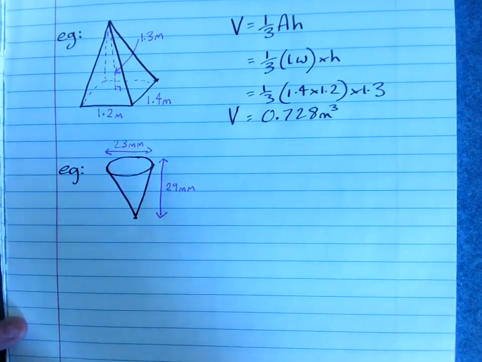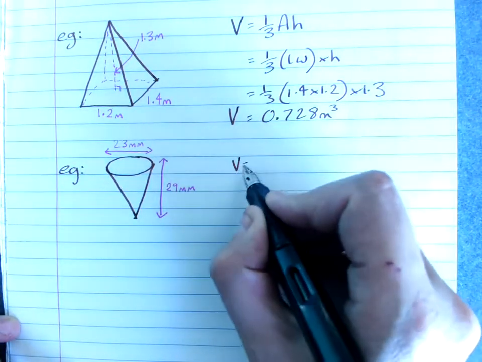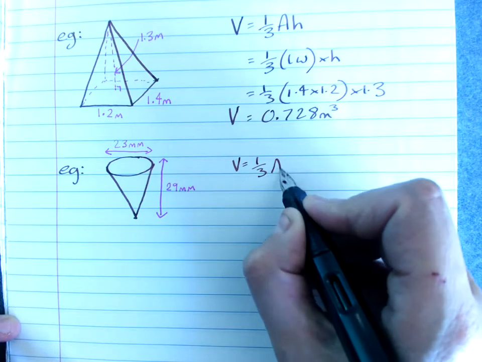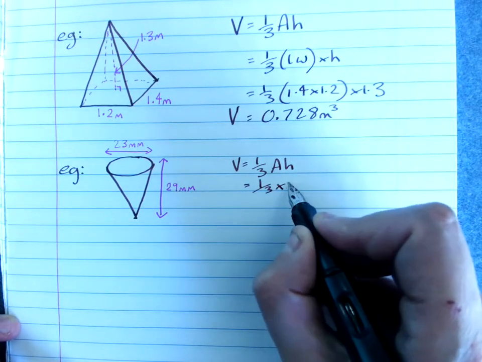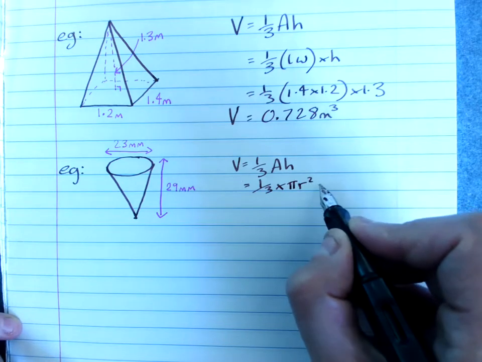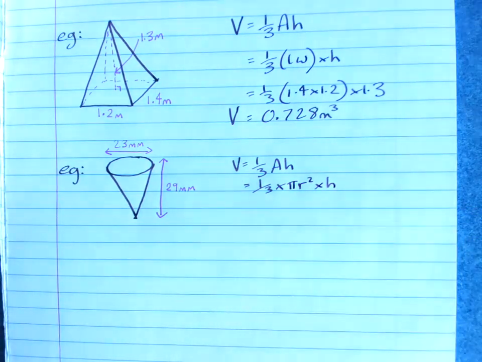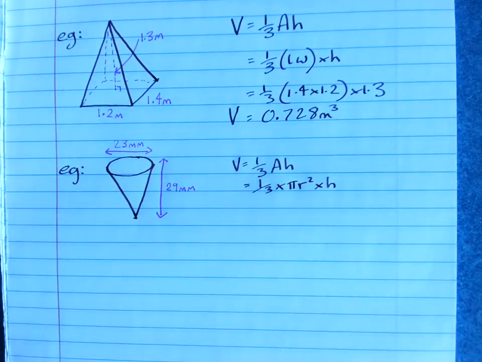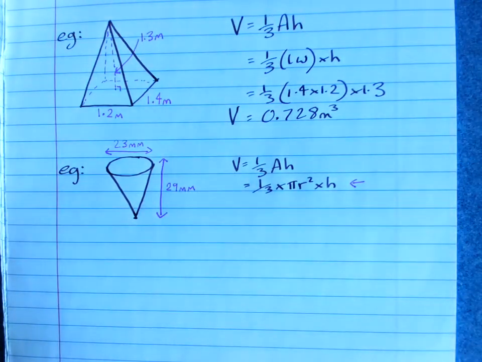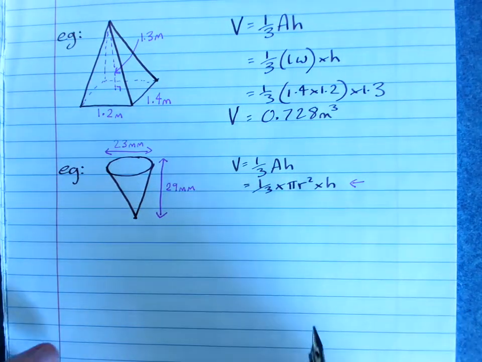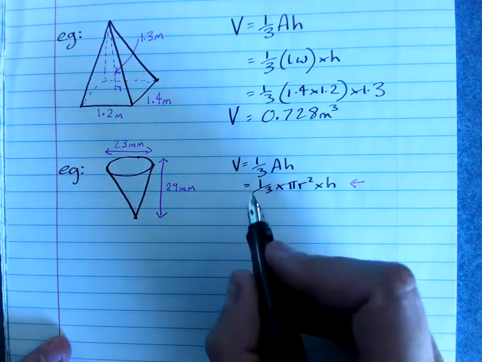For the cone, volume is 1/3 area times height, which is 1/3 times the area of the circle, pi r squared, times the height. I would accept it if you simply listed this formula here as your starting point for volume of a cone, or you can always start with the original formula which works for both.